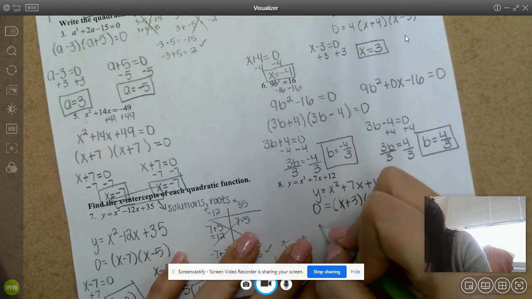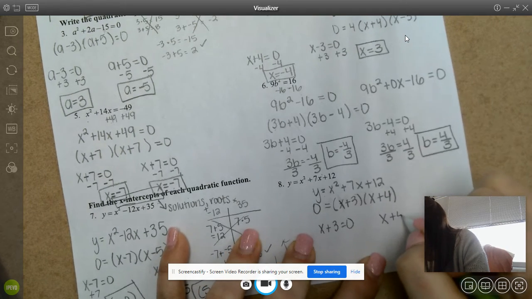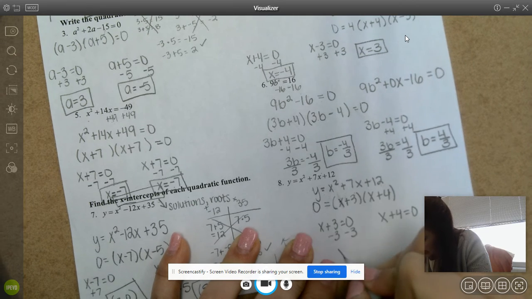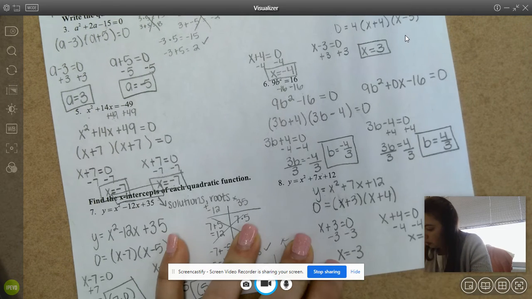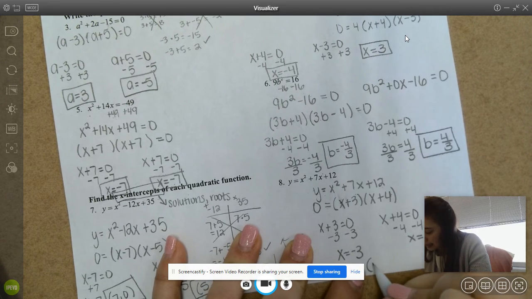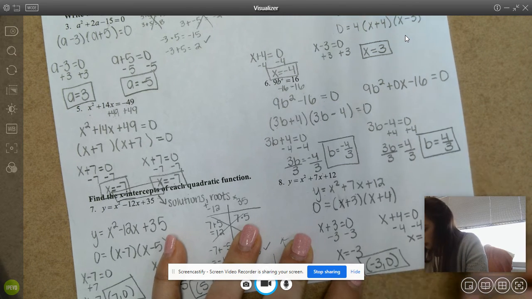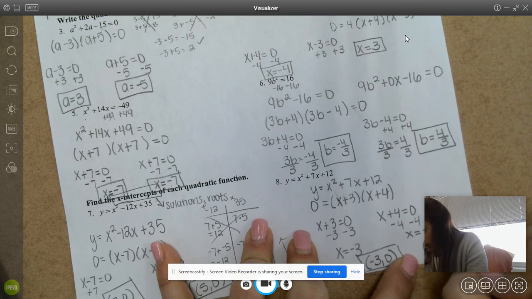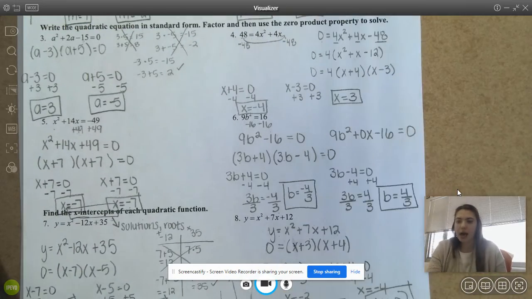So we can go ahead and say x plus 3 is equal to 0 and x plus 4 is equal to 0. Subtract 3 from both sides. We get x is equal to negative 3. Subtract 4 from both sides, and we get that x is equal to negative 4. Well, we're not done because technically, as x-intercepts, our solutions have to be written as ordered pairs. Negative 4, 0, and negative 3, 0. Oops, sorry, I think my face is in the way.